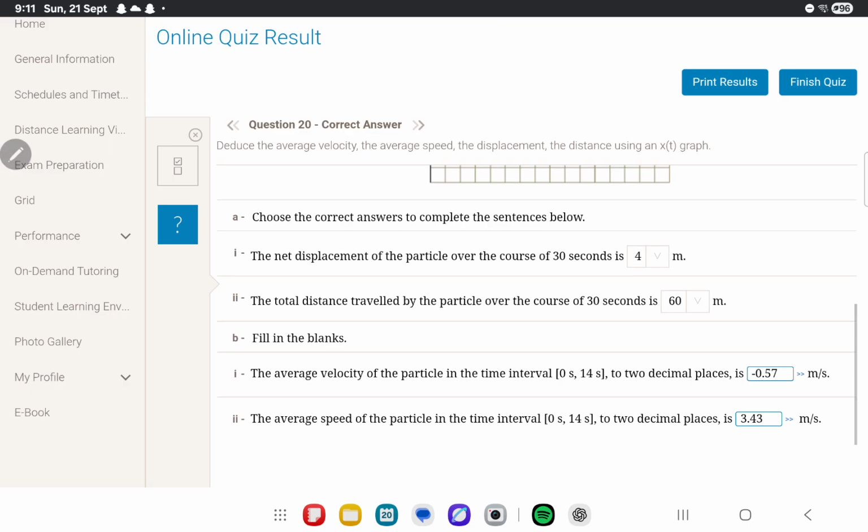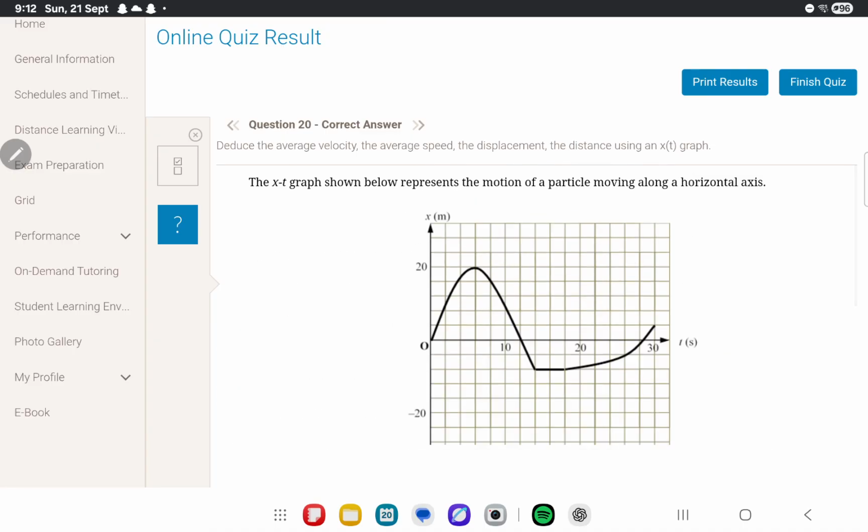So now the net displacement. The net displacement is the final minus the initial. The initial is 0, because that's at the origin. The final, how much does this go by? 1, 2, 3, 4, 5. So this is by 4: 4, 8, 12, 16. So this is 4 meters here. 4 minus 0 is 4 meters displacement.